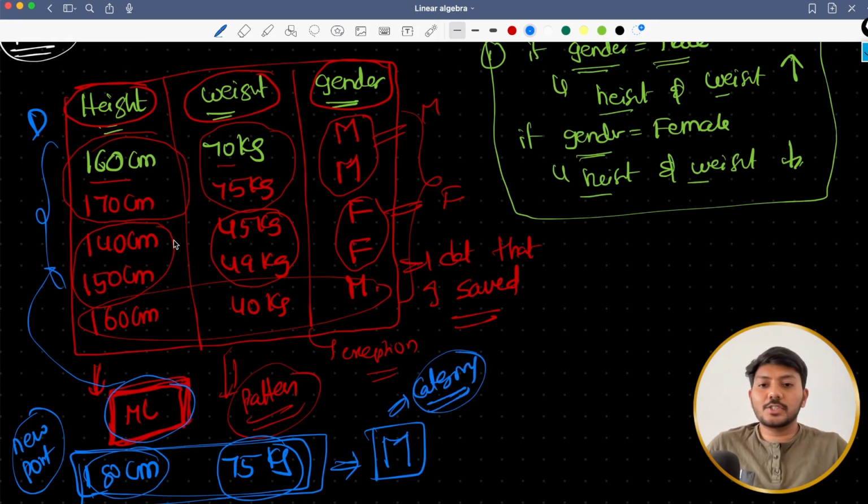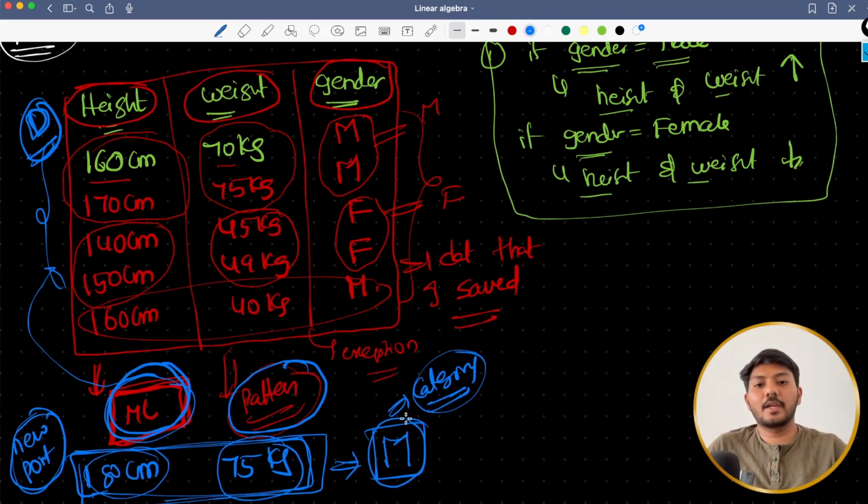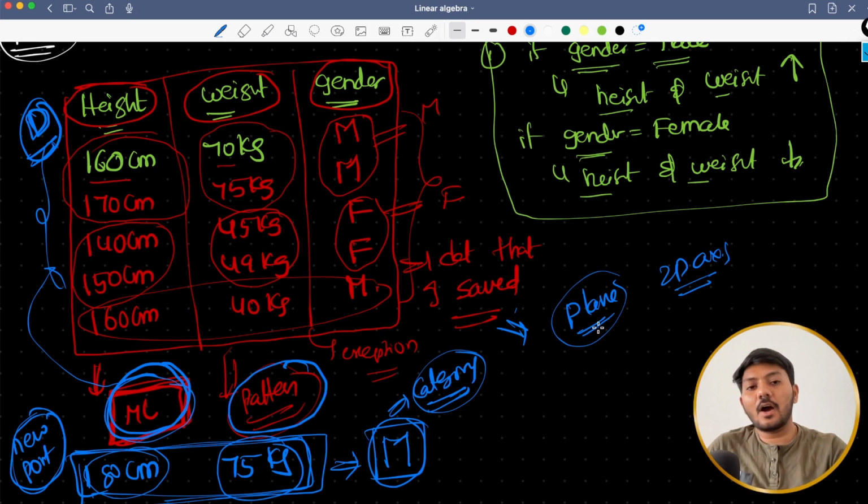I hope you understood how machine works. So this is my historic data, and I pass the data to the machine learning model. It will find the pattern, and when a new point has been given, then it will try to predict. Now let's convert this into a plane or 2D axis and understand how it will learn.